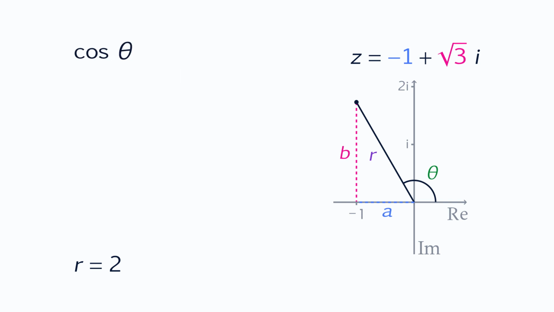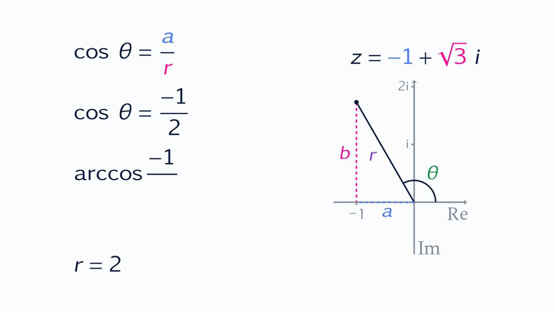The cosine of theta equals a over r, which equals minus 1 over 2. So, theta equals the arc cosine of minus 1 over 2, which is either 2 pi over 3 or 4 pi over 3.